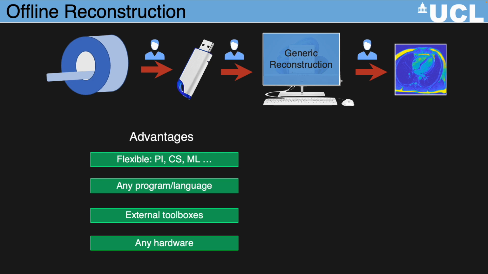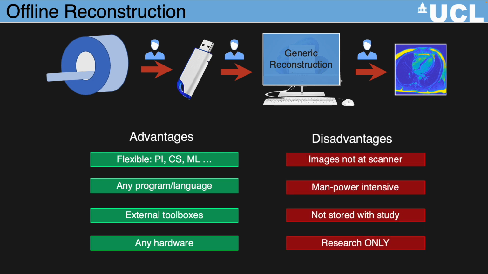The disadvantages of offline reconstruction are, of course, that the images are not available at the scanner for visualization whilst the patient is on the table. The process of collecting the data and often manually starting the reconstruction and managing the resultant data is often performed manually. And the resultant images are not stored with the rest of the data for the patient. In fact, the resultant data is often not in a DICOM format at all, making it difficult to use standard post-processing tools.